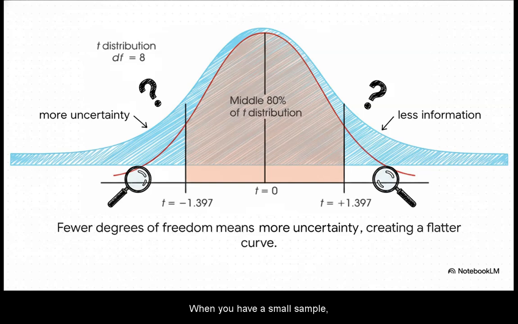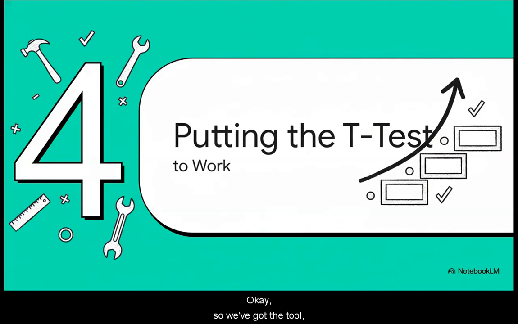When you have a small sample and therefore fewer degrees of freedom, the curve gets flatter and the tails get fatter. So what does that mean? It means the test is being more cautious. It's saying, hey, we're working with less data here, so we're going to need a really strong result before we're convinced.